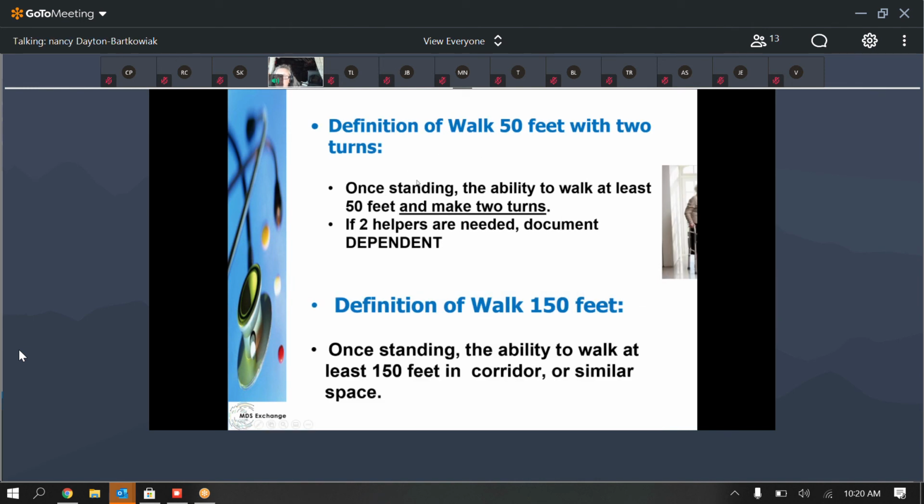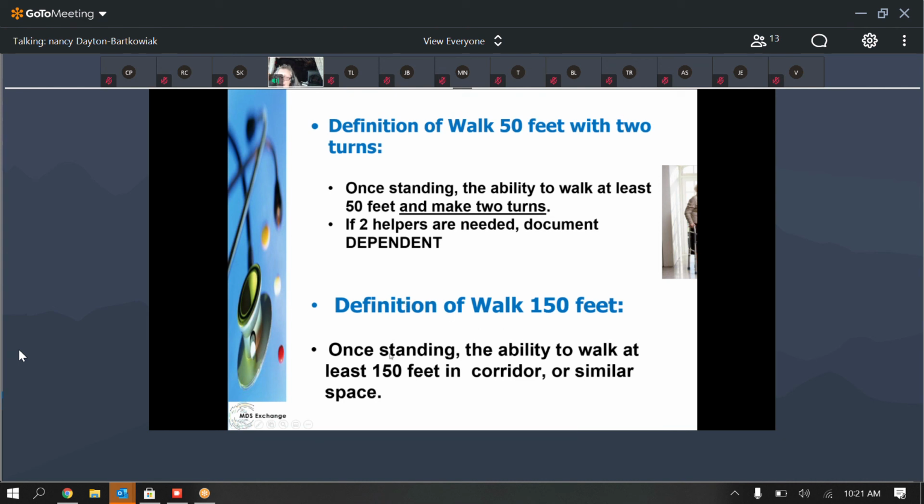50 feet with 2 turns. Key here is making the 2 turns. If you're walking your resident once they're standing, it's their ability to walk the 50 feet, but they also have to be able to make 2 turns. That is key to this question in your documentation. Again, 2 helpers, we're going to document dependent.